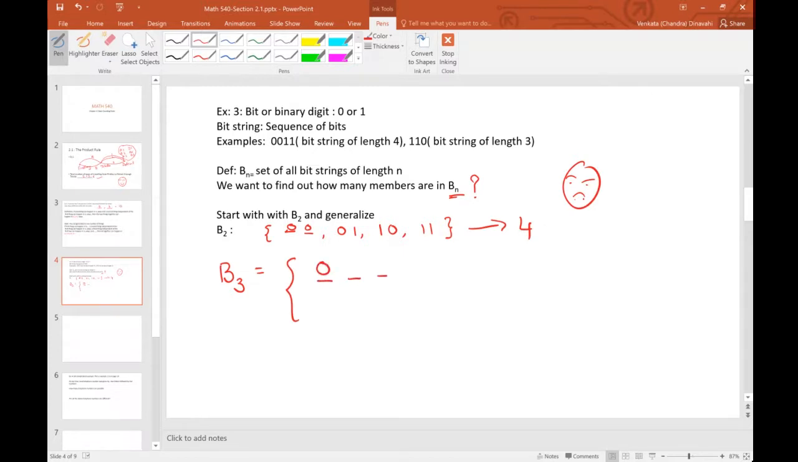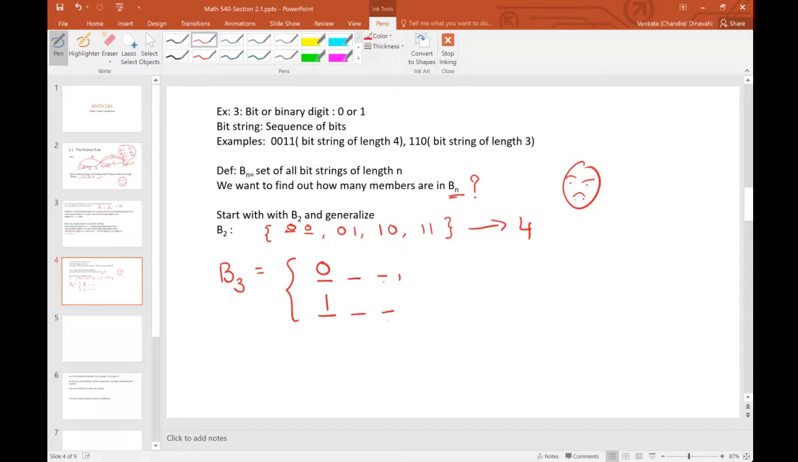There are 3 places. In each and every place, either you can put 0 or 1. It is as simple as that. So you can either start with 0 or you can start with 1. Now you need to fill in how many different ways I can fill these 2 spots. Now if you observe, once I finish the first spot, the rest is nothing but a string of length 2, and I know there are 4 of them.